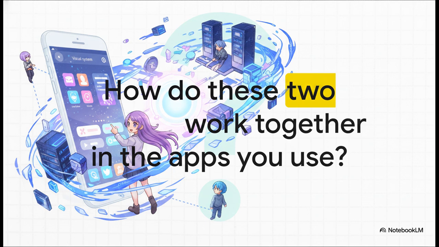So here's a little something to think about. The next time you open your favorite app on your phone, just take a second and think about these two invisible systems working together in perfect harmony. You've got the visual system, making sure every button, every pixel, every animation feels just right. And at the exact same time, you've got the architectural system in the background, flawlessly handling your data, your requests, everything. So how do these two systems, so different on the surface, but so similar in their goals, how do they come together to create that one seamless experience you're having? That is the real magic of system design.